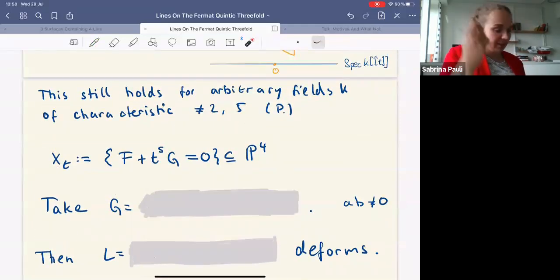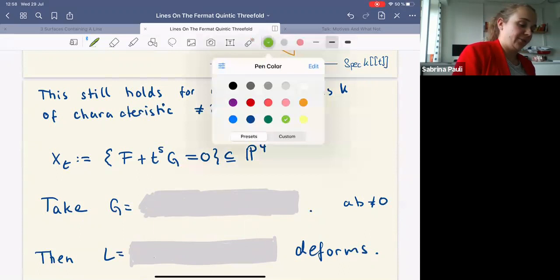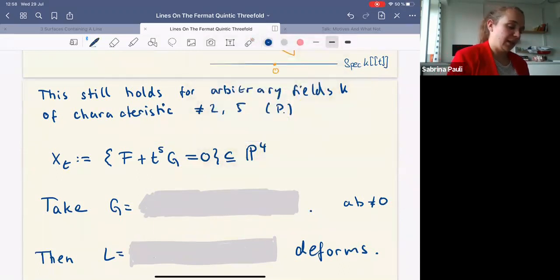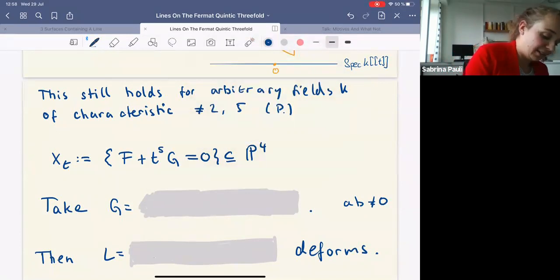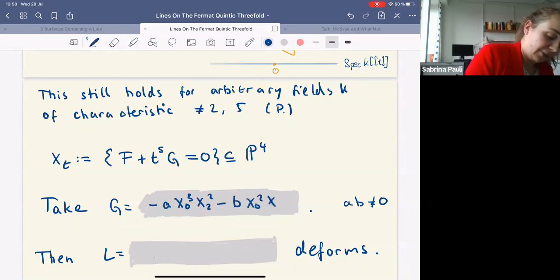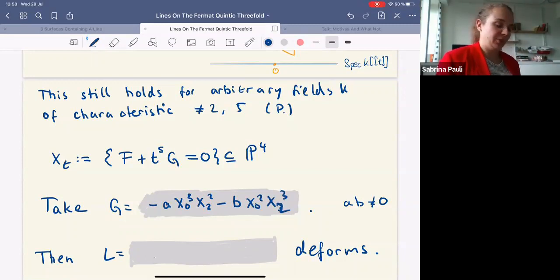And I can take the following deformation of my Fermat quintic threefold. I take F, this is the Fermat equation, and I add t to the 5. That's because it deforms with multiplicity 5, and it makes the computations easier. And the easiest G I can choose such that this point deforms is, let's say, minus a x0 cubed x2 squared minus b x0 squared x2 cubed. You can also choose different ones. I chose this one because it's the easiest for my computations.